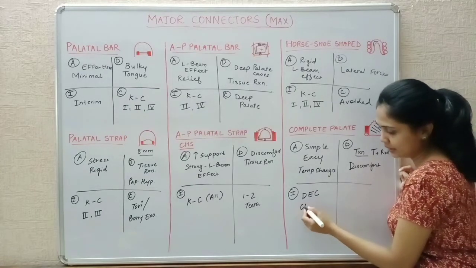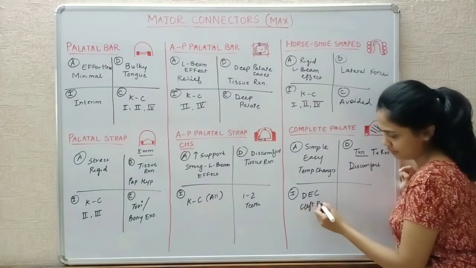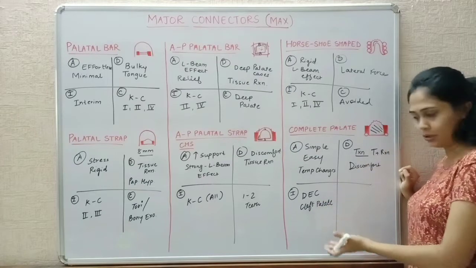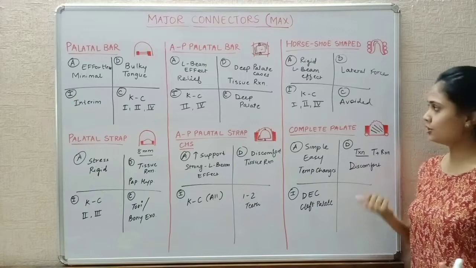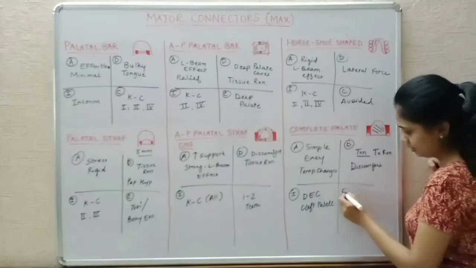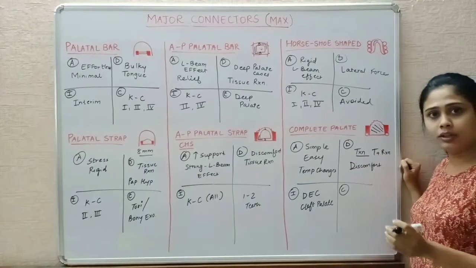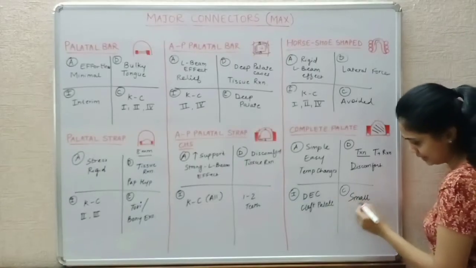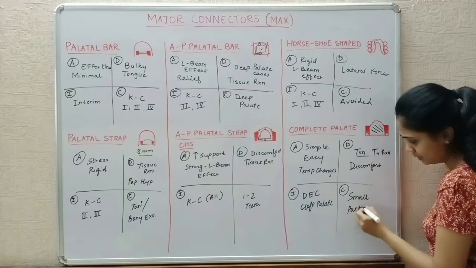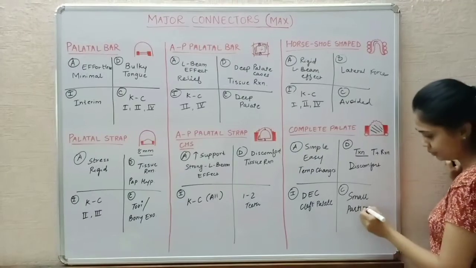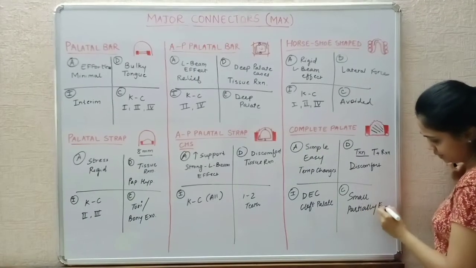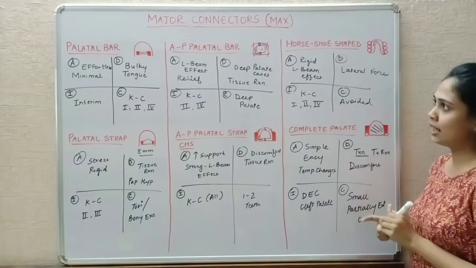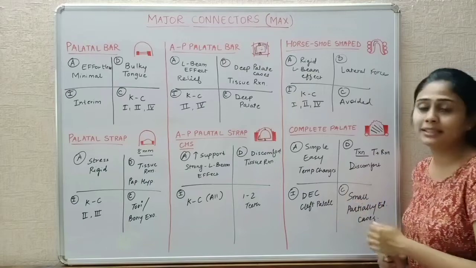And secondly, in cleft palate cases. So when a child has a cleft palate, this is the most favorite major connector to be used. The contraindications of complete palate are, it is not given in smaller partially edentulous cases. So when there are just small partially edentulous cases, we don't prefer this because here we cover the whole tissue. Okay, so this as a whole covers our whole maxillary major connector.